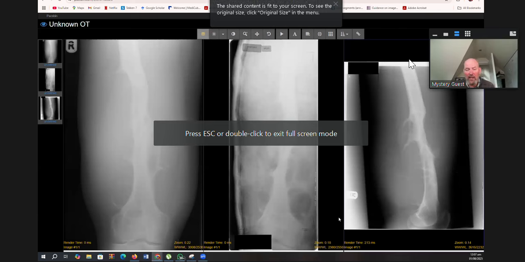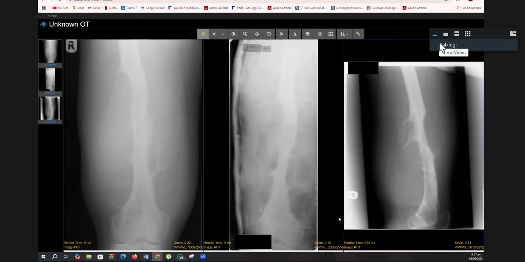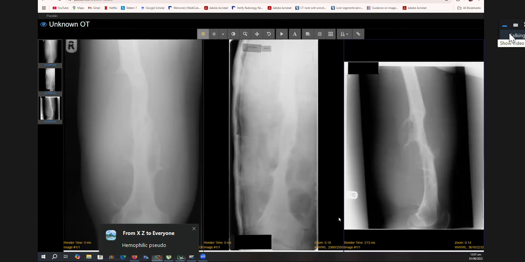Pseudotumors. Now, you say hemophiliac arthropathy. Is there a joint problem here? No, sir, the joint is fine. Well, it's a little bit narrowed, but it's predominantly a bony problem, yeah? Yes, sir. So it's a hemophiliac pseudotumor.